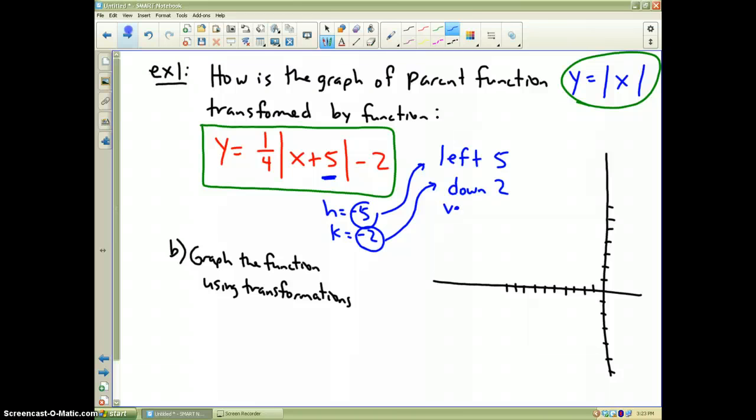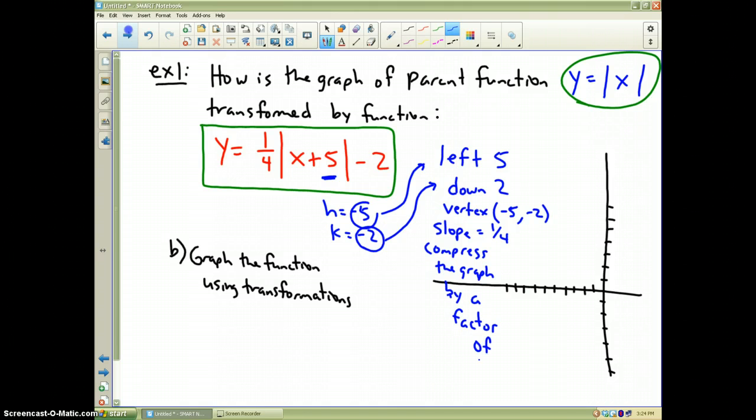The coordinate of the vertex is -5, -2, the hk values. And finally, the slope is equal to 1/4, which is the a value, so it will compress the graph by a factor of 1/4, which makes the graph move closer to the x-axis.